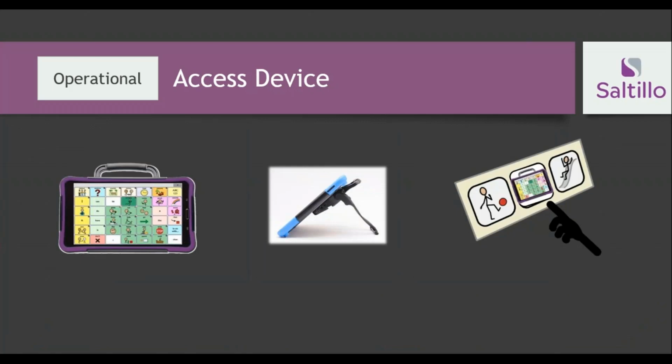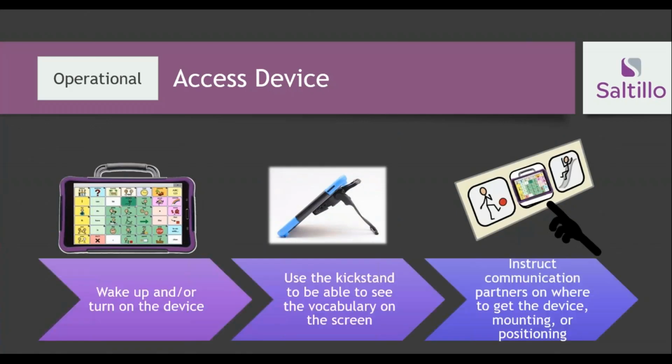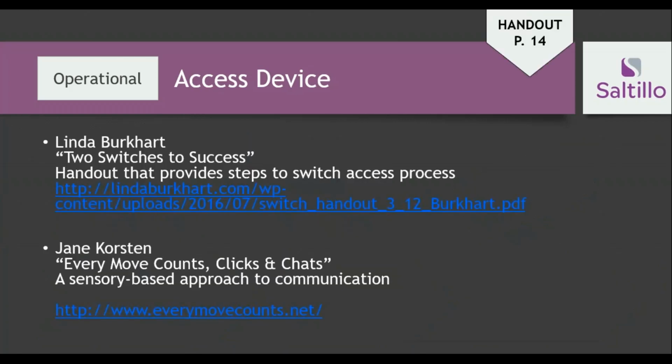Here are some examples of operational skills to target in terms of access. So you could target how to wake up or turn on your device, how to use the kickstand so you can see the vocabulary on the screen, or educating communication partners on positioning or mounting for ease of access. If you're looking for a few resources to help determine possible steps or processes involved in developing skills related to access, both of these break down a hierarchy. If access isn't in place, it trumps the other competencies in terms of skills that might need to be targeted. So this is really important.